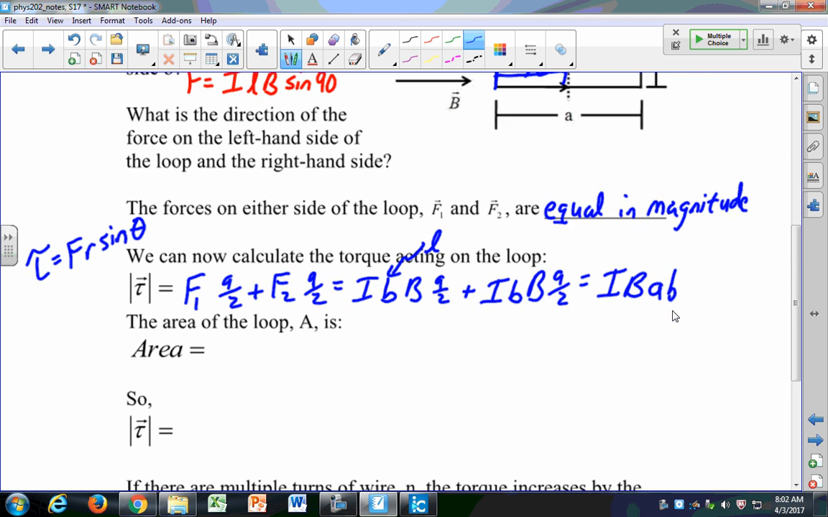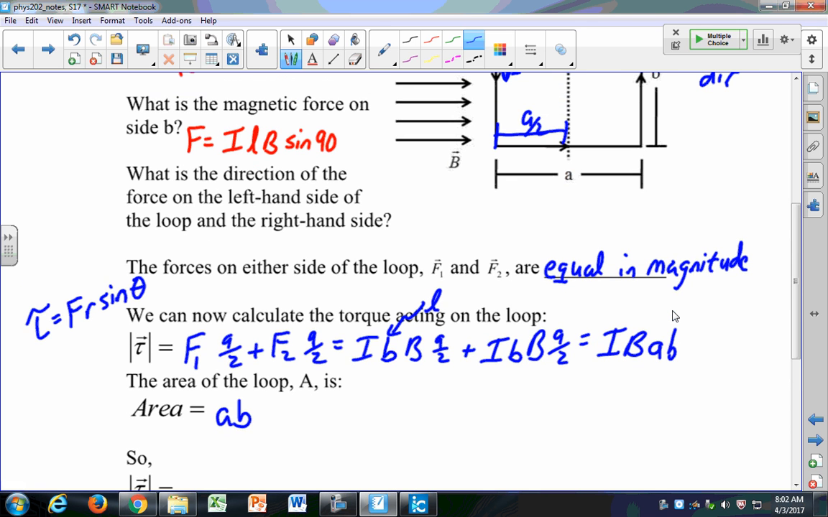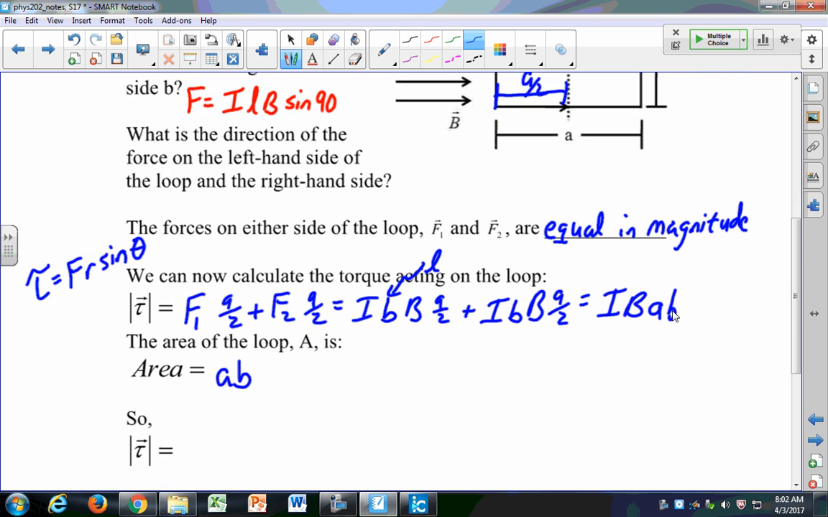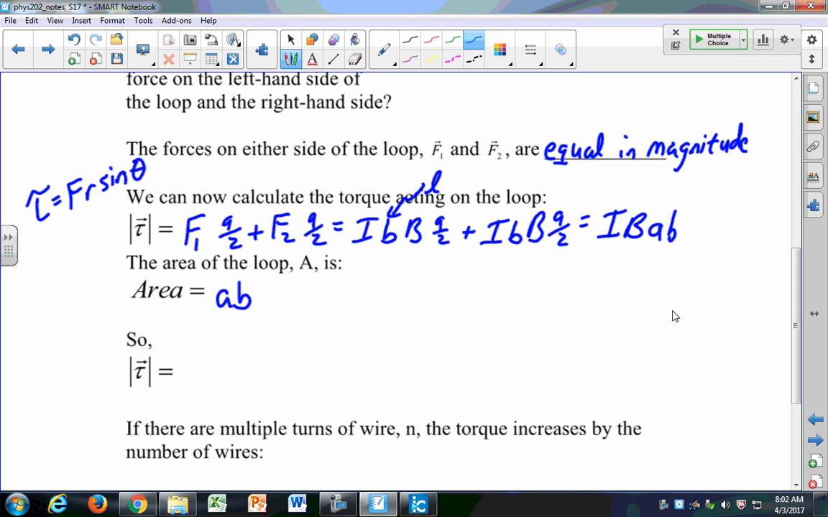But recognize that the area of this loop is A times B. It's just a rectangle. It turns out that if your loop is circular, which is usually the case, the equation would still come out the same for the torque, which is going to be I times B times the area. I'll write it as I, B, A.